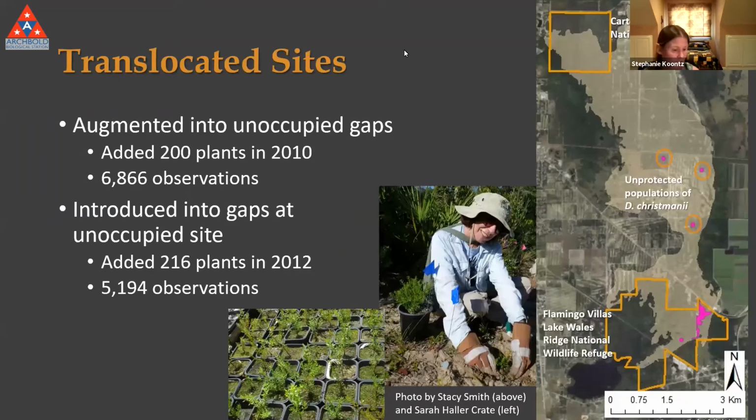As I mentioned, we did translocations with only a few hundred plants, but they quickly expanded into thousands of observations. We augmented the Flamingo Villas population into previously unoccupied gaps in 2010. We added 200 plants, and by 2018, we had over 6,000 observations. Similarly, we did an introduction in 2012 where we added just over 200 plants to unoccupied gaps at Carter Creek National Wildlife Refuge. And within just a few years, we already have over 5,000 observations.